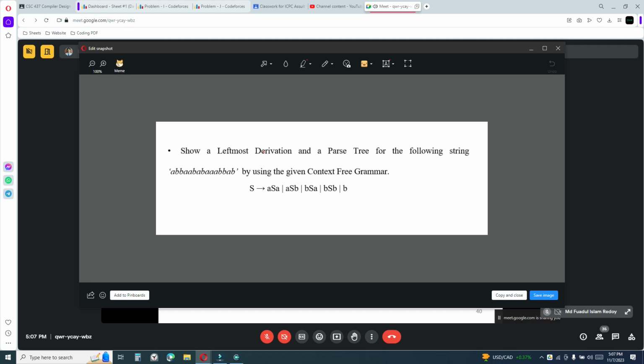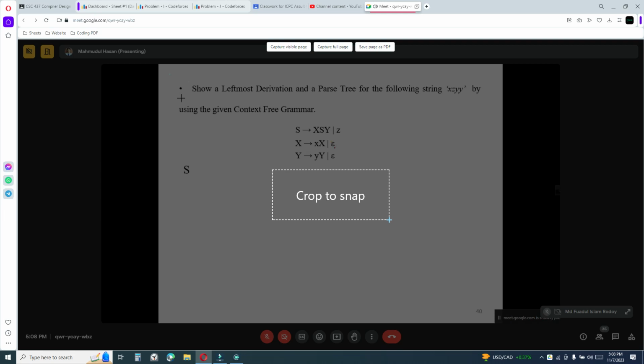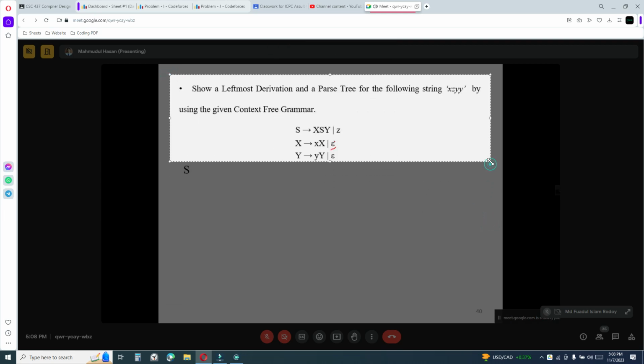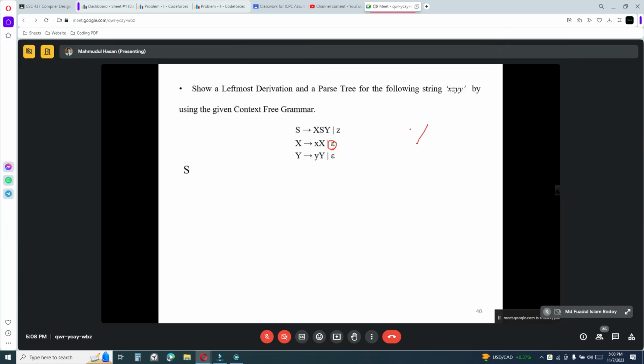Sir, in the second line, is it times or x? Epsilon. Just a minute. Okay, so Abu Bakr, this one, second line. This one is epsilon. Epsilon means actually nothing. This one epsilon, that means you can replace this x with epsilon, and epsilon means nothing.